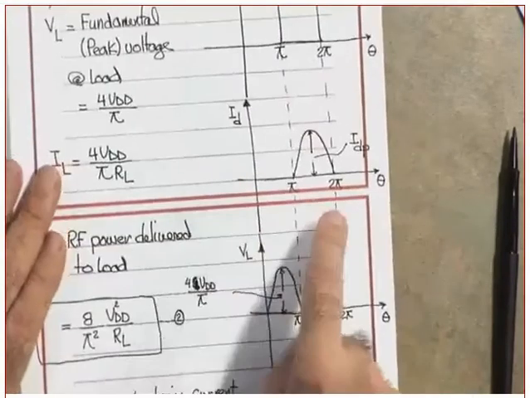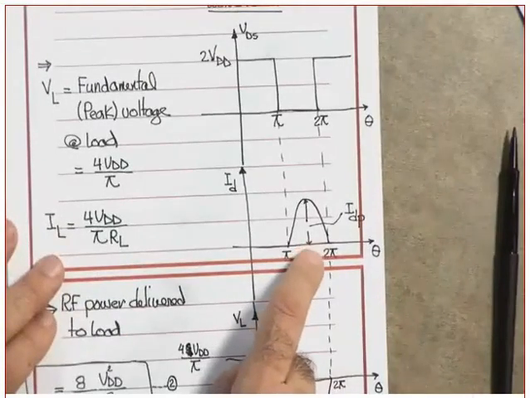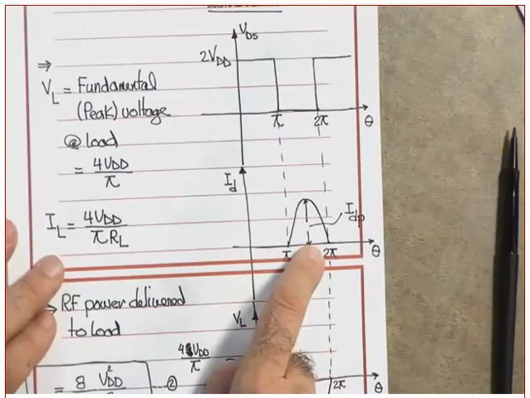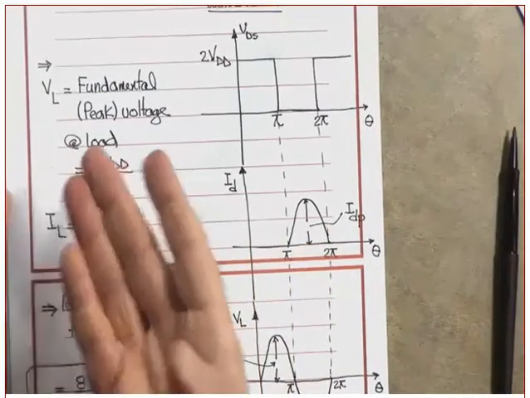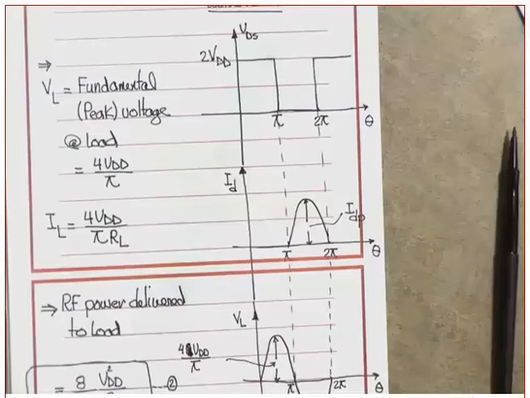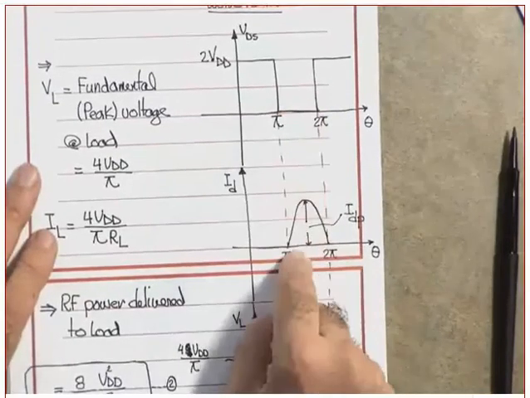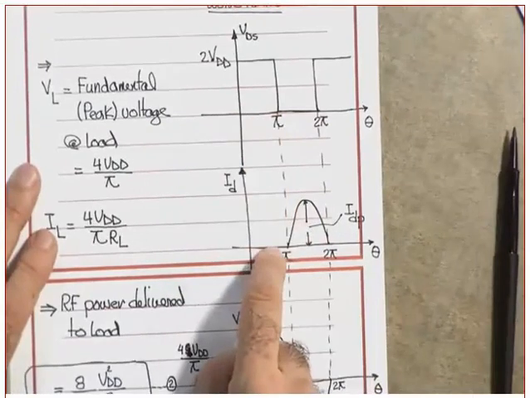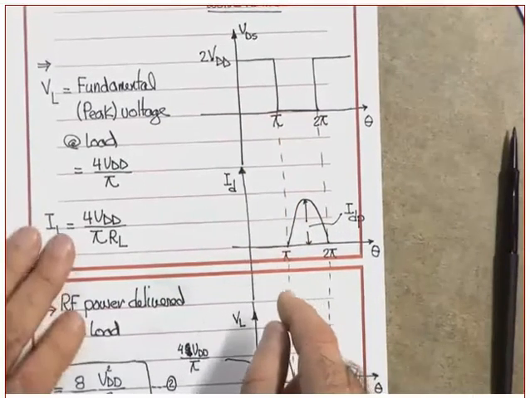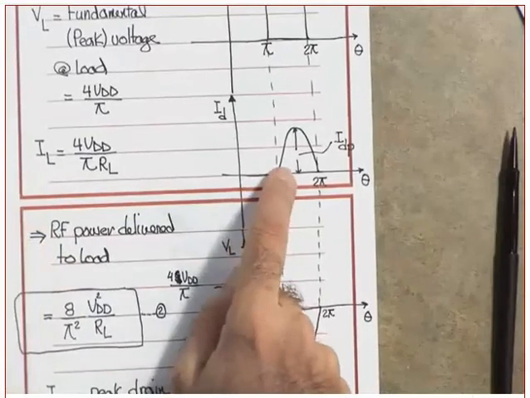Okay. And the current ID? Why is it like this? Remember, it's behaving as a switch. So half the time the switch is closed, there is current. When the switch is open, there is no current. Yes or no? Did we see, by the way, this a moment ago?